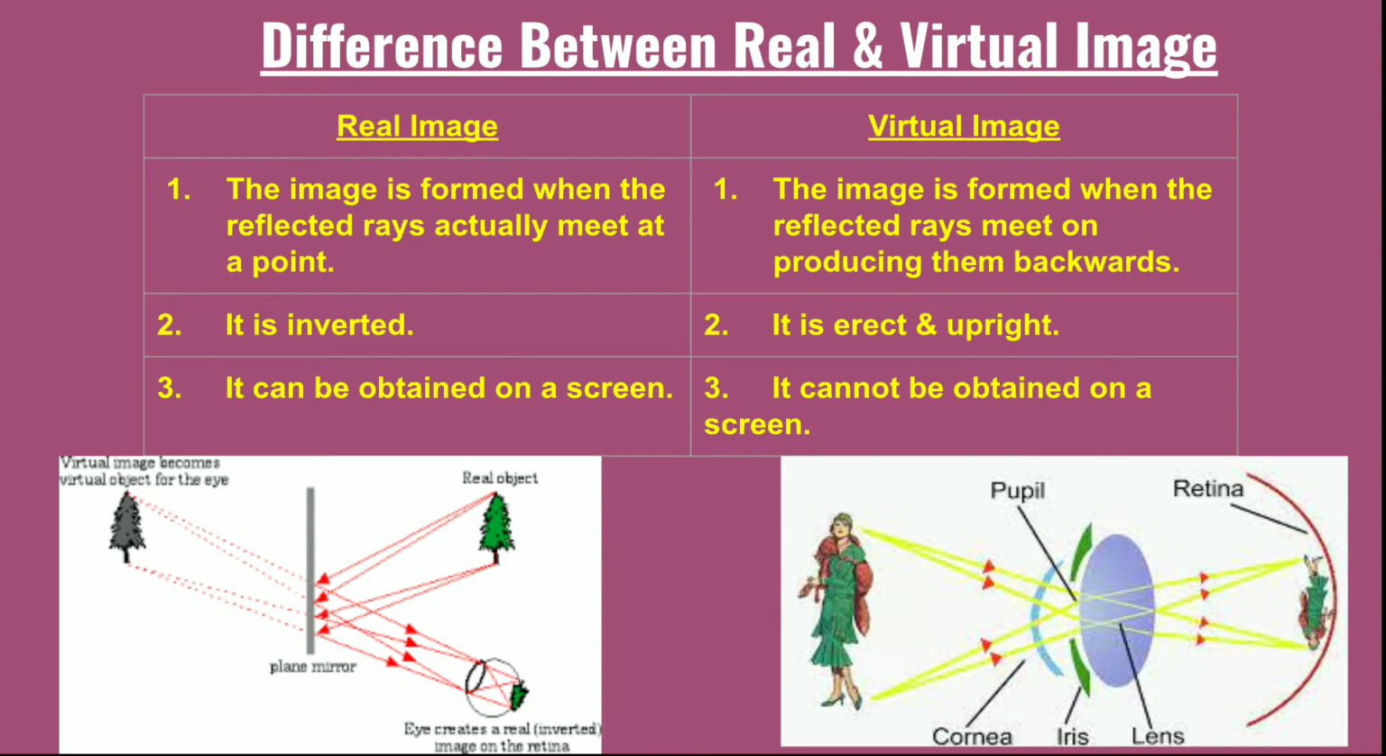See, from this diagram, the second one is a real image. So we get an inverted image, that is a real image. In the retina, the image formed in our eyes is an inverted image. It can be obtained on a screen, where the reflected rays actually meet. And in this case you can see this first one here: the reflected rays meet only when they are produced backward, and it cannot be obtained on the screen, but they are erect and upright.